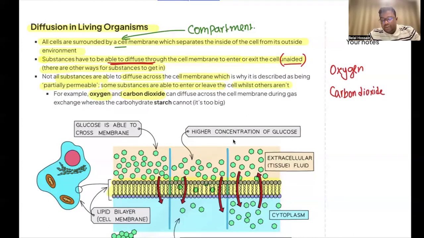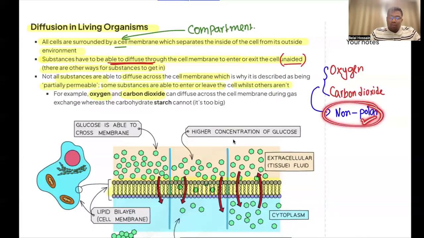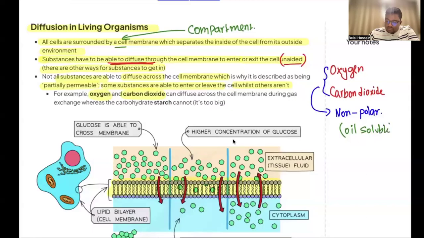Both of these particular gases are non-polar gases. Do you need to know whether they are non-polar or polar? It will just help you understand it a little bit. Non-polar simply means that they are oil soluble. And you also know that these gases are water soluble.